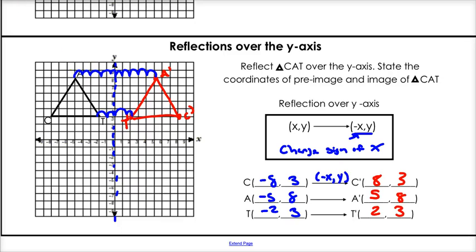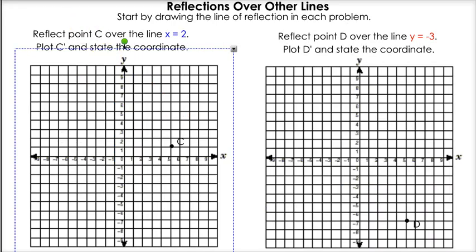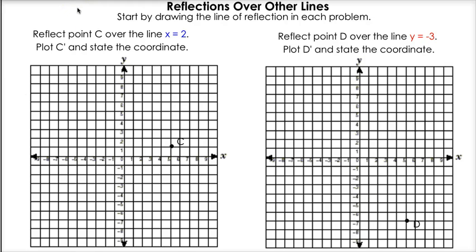Let's take it up one more notch though. You might be getting a little too comfortable. Like, that's easy, I can do that, no problem. Yeah, try this. Alright, we're going to take it up a notch. Now for this one, you'll see that we're not using the x or y axis. We're going to reflect over different lines. Okay? Now we're going to reflect point C over the line x equals 2.